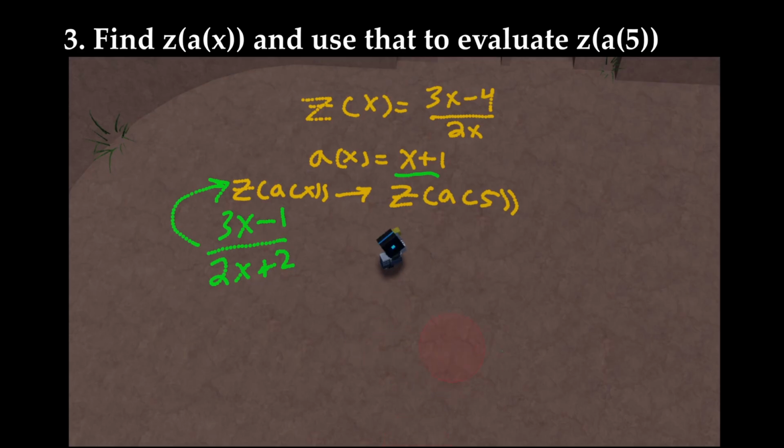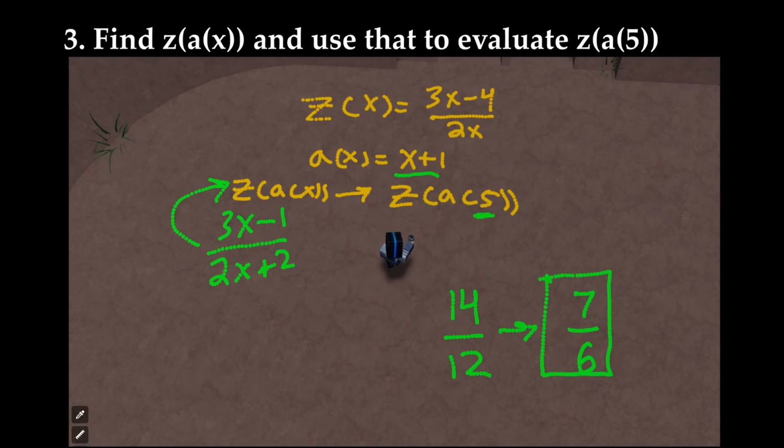And now all we need to do to find z of a of 5 is just plug in 5 for x. So let's do that. We're going to have 3 times 5 minus 1 divided by 2 times 5 plus 2. 3 times 5 is 15, and 2 times 5 is 10. 15 minus 1 is 14, and 10 plus 2 is 12. So we have 14 over 12. And that simplifies as 7 over 6, because you can divide 14 by 2 and you can divide 12 by 2. So z of a of 5 in this example is 7 divided by 6, or 7/6.